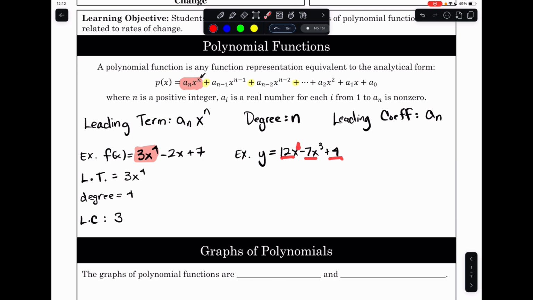Here, the exponent on our term is 1. Here, the exponent on our term is 3. And here on the last one, because it doesn't have an x, the exponent on this last term is 0. So among those three numbers, 3 is the biggest. So our leading term technically is the second term, negative 7x to the third power. And again, the reason for that is because 3 is bigger than all the other exponents. So that's why negative 7x to the third is the leading term.